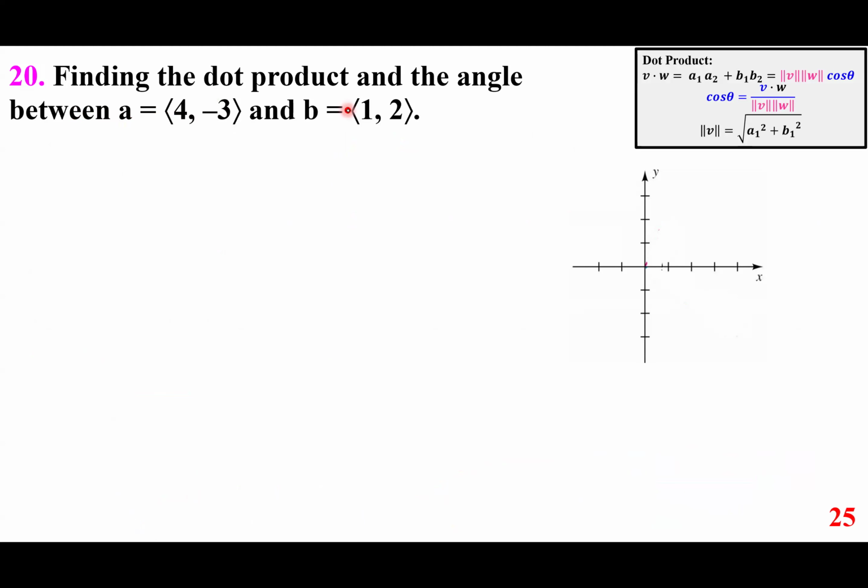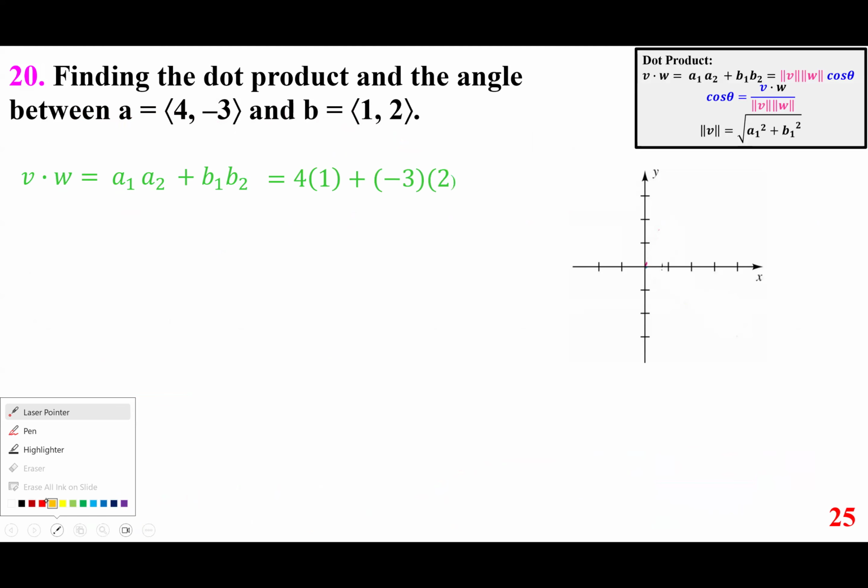So finding the dot product and the angle between the two. a has components 4, -3, b has components 1, 2, both of them are vectors. And so here's the dot product, simply put, 4 times 1 plus -3 times 2, and we just get -2.